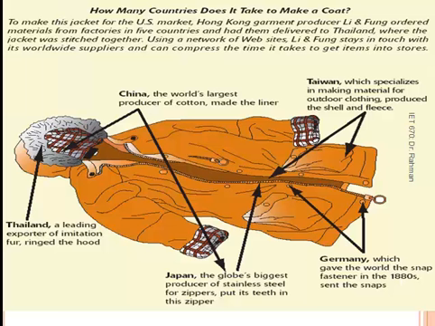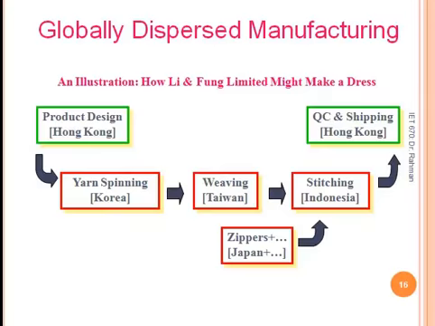Here we see that the integration of several countries and several facilities is needed to produce one jacket. This is another example of a supply chain where several countries, Hong Kong, Korea, Taiwan, Japan, Indonesia, are involved in making dresses.